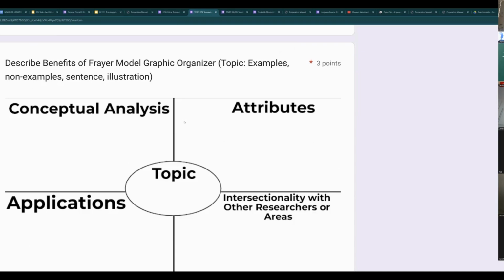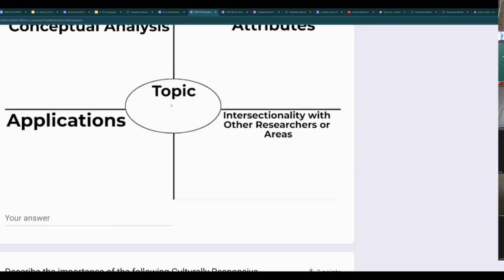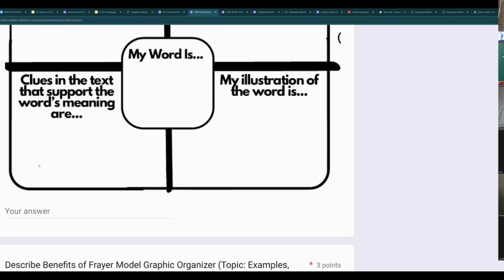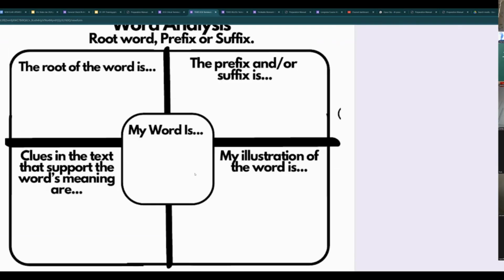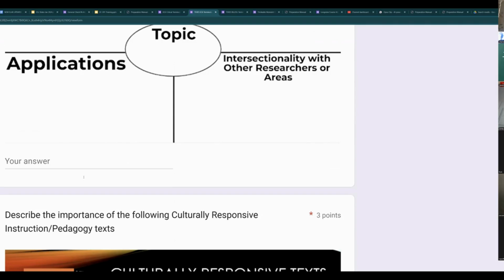Anyway, you're just writing in the benefits of using these Frayer models. This is that high level one. And this is like the elementary level one. So I'll let you answer those.